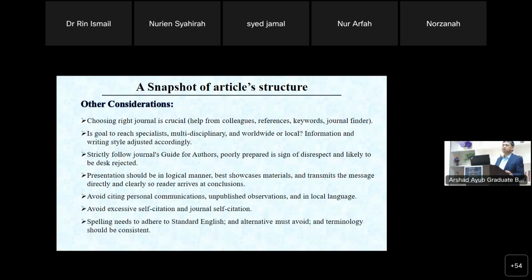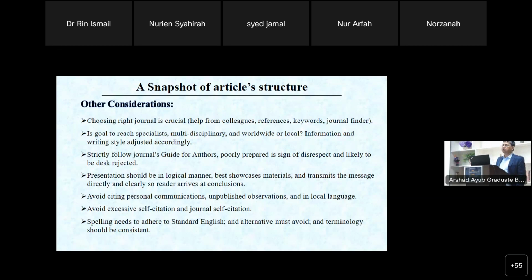Other consideration: choosing the right journal is crucial. You can do it by getting help from your colleagues, references, keywords, and journal finders. Sometimes, if you have a friendly editor, you send a paper and ask, can you look at this paper, does it fit with the journal? And if the editor is honest and says no, it's not the right fit, the editor can tell you that another journal could be the right fit. Sometimes you talk to colleagues who have published. Sometimes life has become easier with an artificial journal finder that gives you a series of journals, and then you dig deeper to see whether there is a right match between your paper and the journal itself.